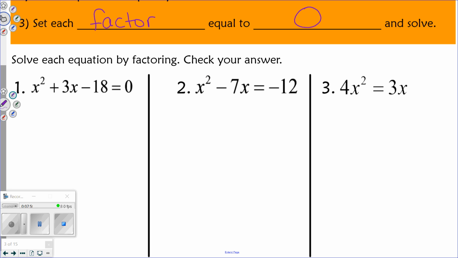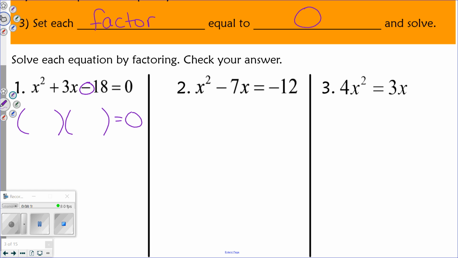All right, guys, here we go. So we're going to solve by factoring. So first thing, number 1, is it in standard form? You have your x squared, your x, your number equals 0. Yep, we're good there. So next step is to factor. Is there a GCF? No? Okay, so let's go ahead and set up our parentheses for factoring.